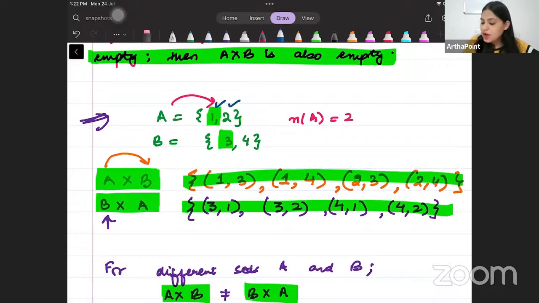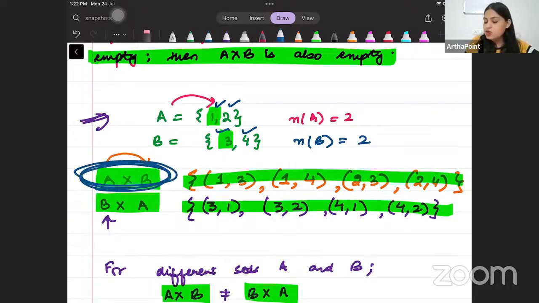Beta, B also had 2 elements here. How many elements were you getting in the Cartesian product? You were getting 1, 2, 3 and 4 elements in the Cartesian product, right? So when A had 2 elements and B had 2 elements, the Cartesian product had 4 elements.